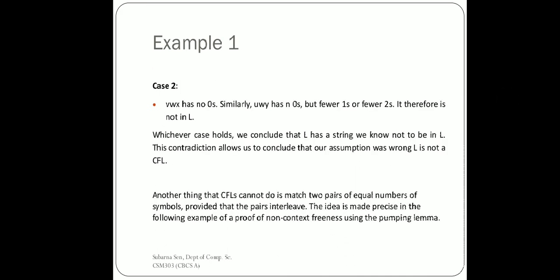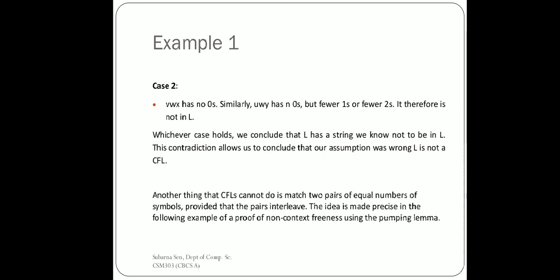And if you consider the other case, vwx has no zeros. Similarly, whatever choice you make, if it has no zeros, then it will have fewer zeros, fewer ones or fewer twos in u, w and y. The case with ones in between is not possible. So if there are no twos in vwx, it is a contradiction, and again if it has no zeros, it is a contradiction. So we can say that this is not a CFL.